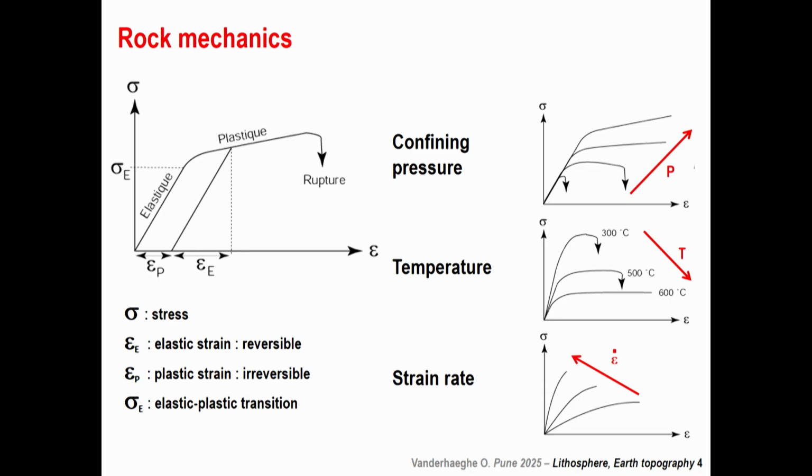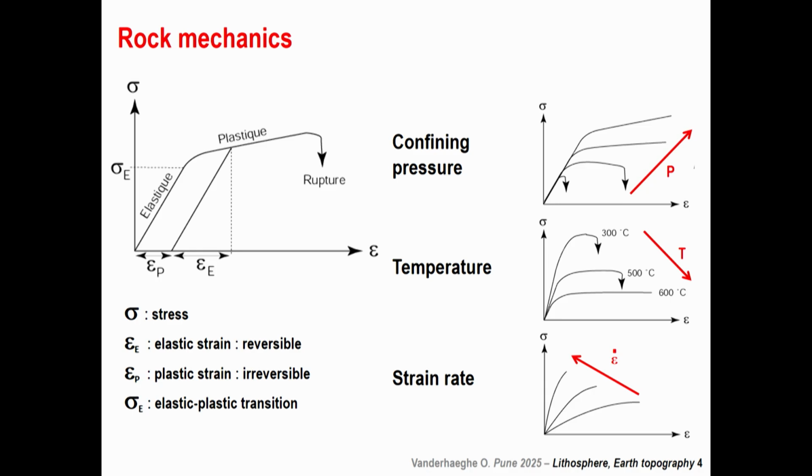which corresponds to this yield stress, the elastic-plastic transition. Plastic deformation is not reversible. It's forever. Rocks typically then have a behavior where plastic deformation increases with increasing stress, with more stress being required to deform and so on. And then at some point, the rock ruptures. That's a catastrophic loss of strength of the rock submitted to stress. That's the typical behavior.